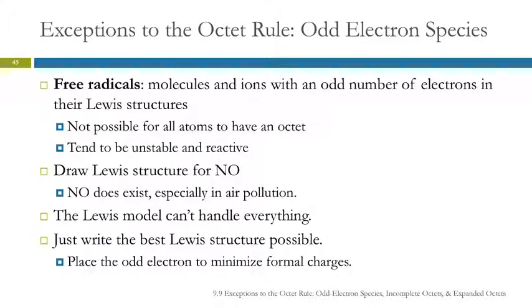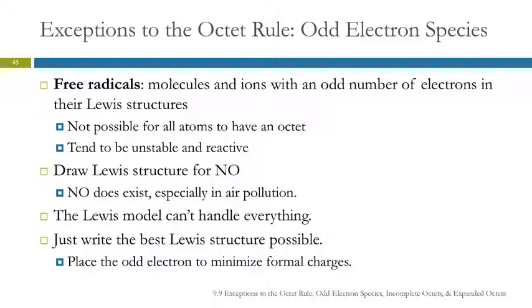So of course we have to have exceptions. We've got a rule, there must be exceptions. One exception to the octet rule is odd-electron species. If you have a molecule or an ion that has an odd number of electrons, you can't follow the octet rule.